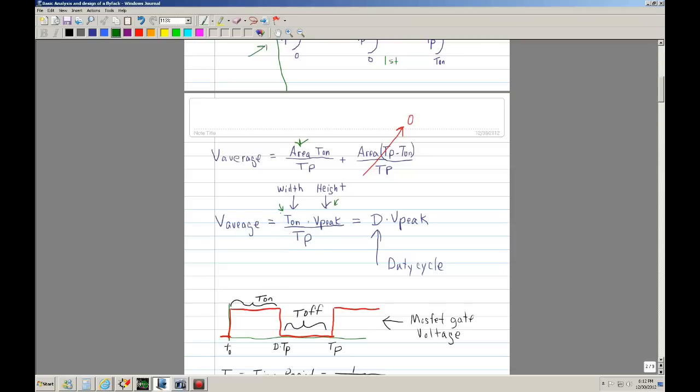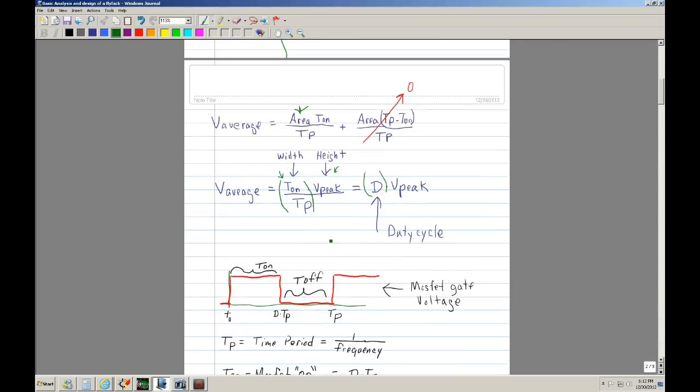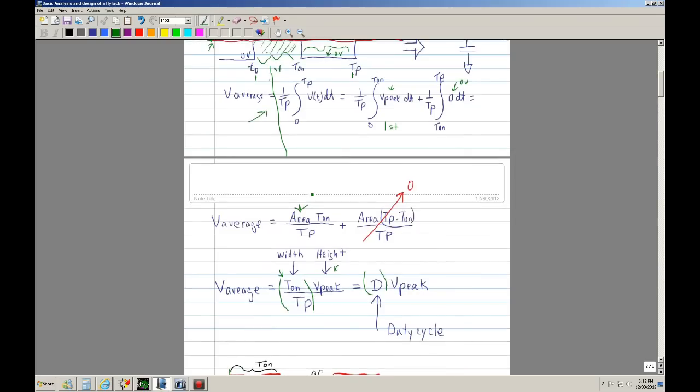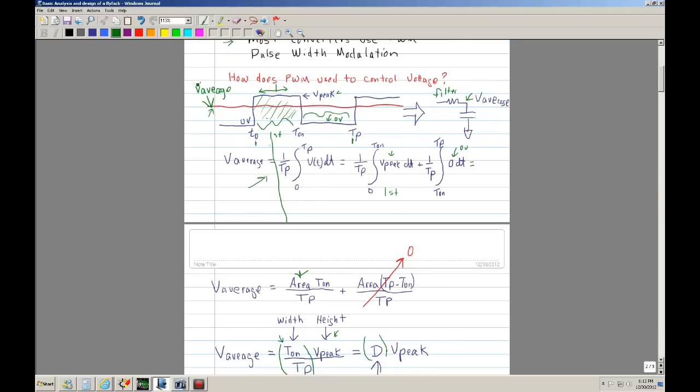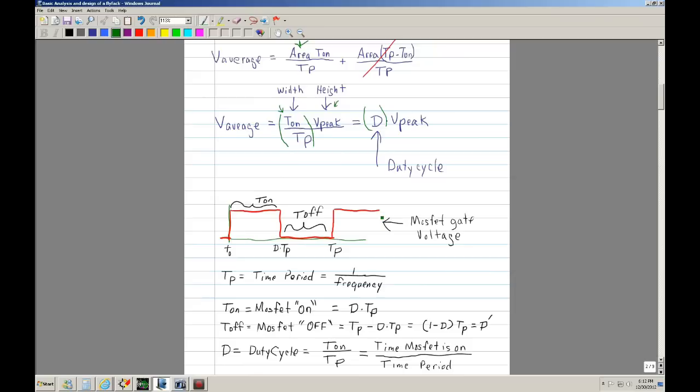Now this section here, T on over Tp, is also known as D, or in this case the duty cycle. Okay, so if you have a waveform and you want to calculate the average voltage, as long as you know the duty cycle and V peak, you can calculate the average. Okay, so basically that's what pulse width modulation is.